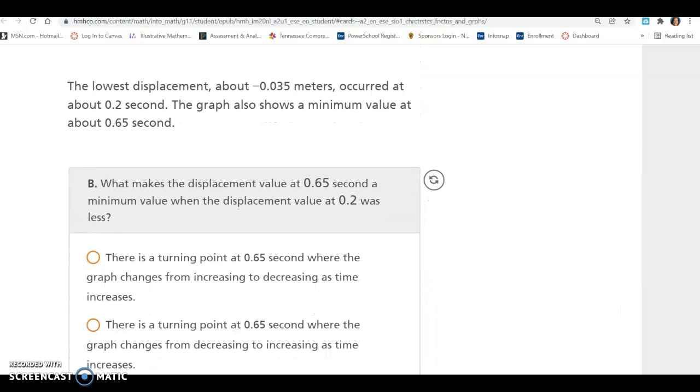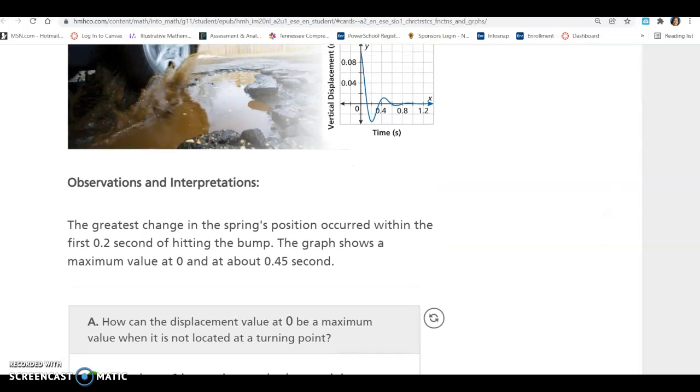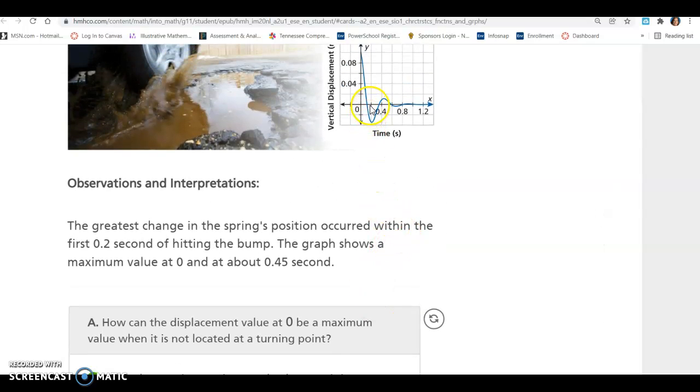All right, so it says the lowest displacement, about negative 0.035 meters, occurs at about 0.2 seconds. The graph also shows a minimum value at 0.65. So 0.2 is here, so that's going to be our lowest point, and it shows another low point about 0.65, so right in there.